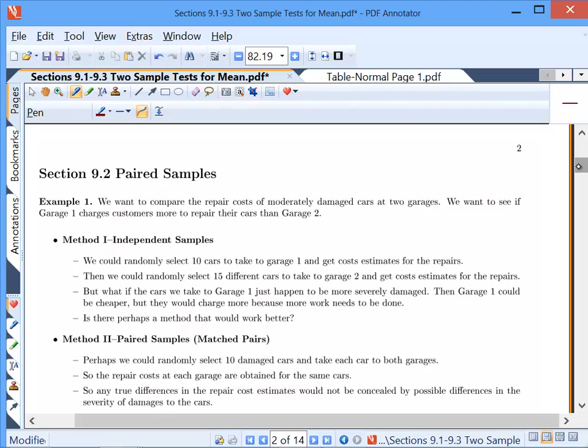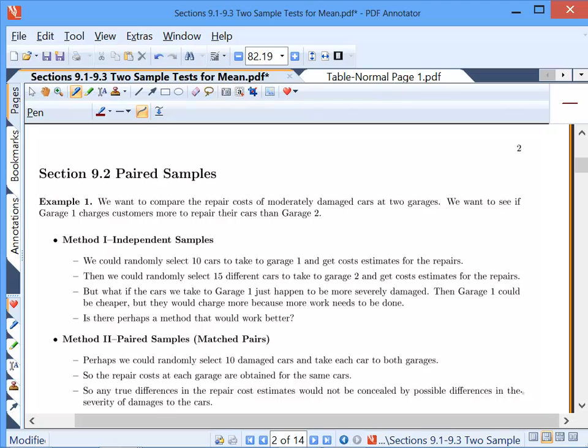Okay. So there's different ways I could do this. First of all, if I took independent samples. So independent samples, remember, anytime it's independent, that means they don't affect each other somehow. So we could take, say, 10 cars to garage 1 and get cost estimates for the repairs. And then we could take, say, 15 cars to garage 2 and get estimates there. Notice when we do this, we don't have to have equal sample sizes. It's common to have equal sample sizes, but not required. Okay, so we take some cars to garage 1, some cars to garage 2, and get repair costs at each one.